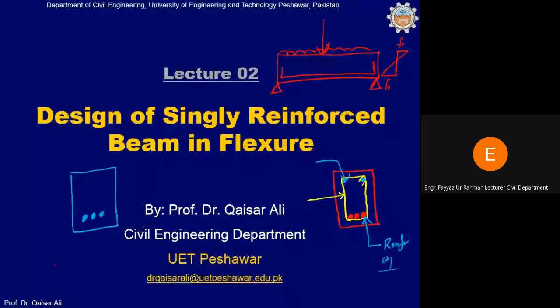Okay. If we have, for example, a beam which is fixed at both ends, a fixed supported beam, you know that the bending moment diagram will be like this. There will be positive moment at the midspan and negative moment at the ends.